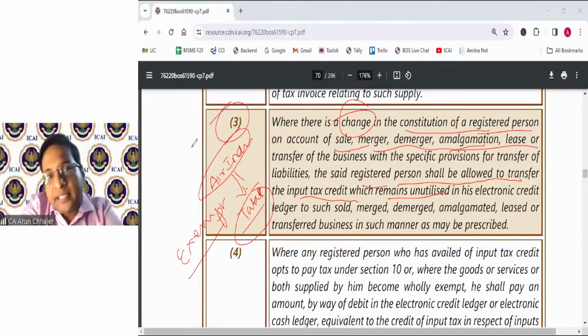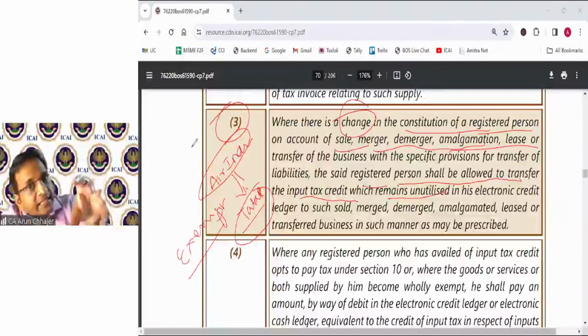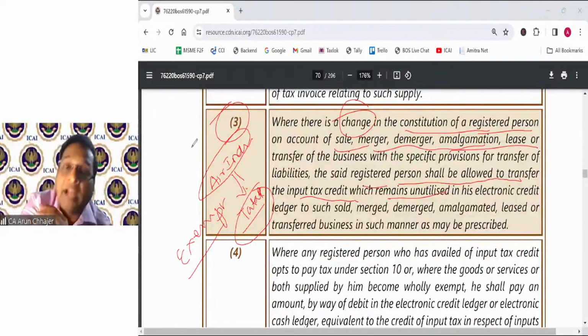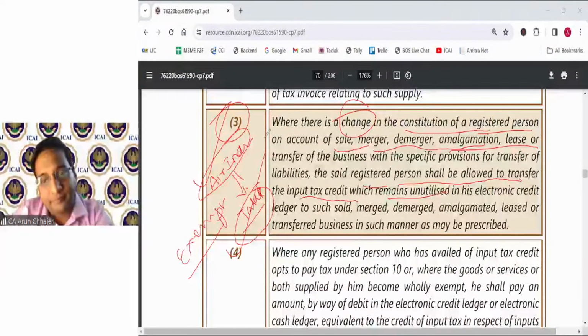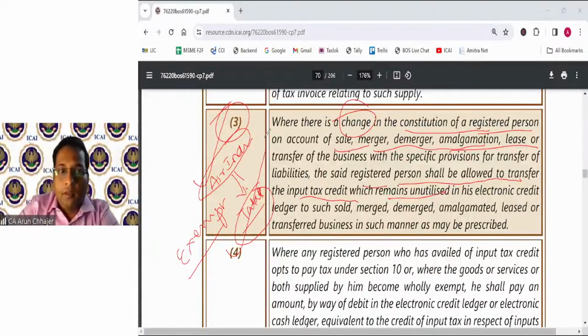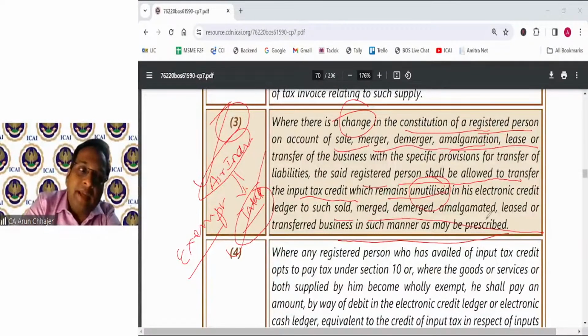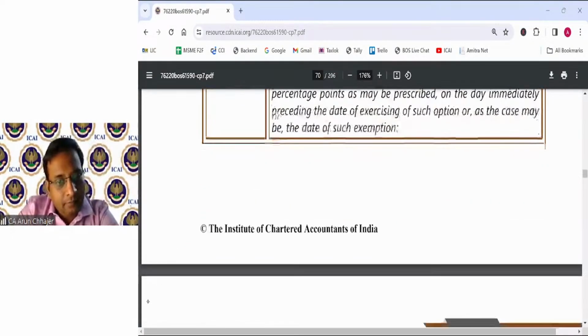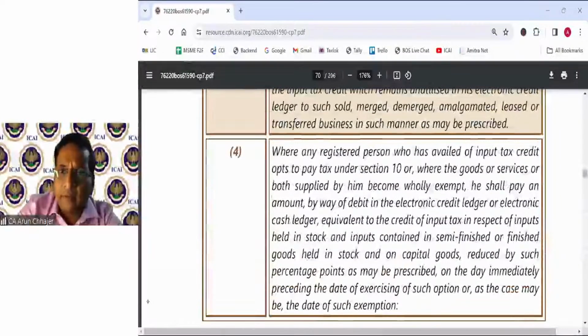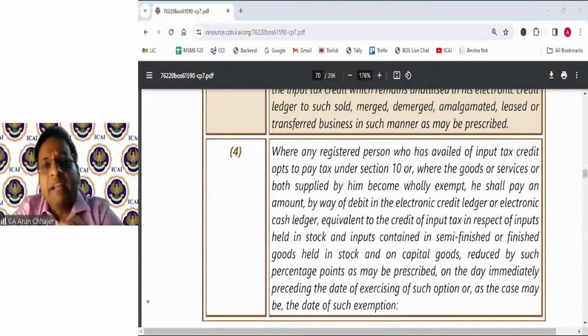18 subsection 3 says that whatever the ITC is there, you can use one form and you can transfer the ITC from this entity to the new entity. It says that ITC which remains unutilized in his electronic credit ledger is transferred to such sold, merged, demerged, amalgamated entity in such manner as may be prescribed. Okay. We will discuss what is the manner which is being prescribed, but there would be the form.